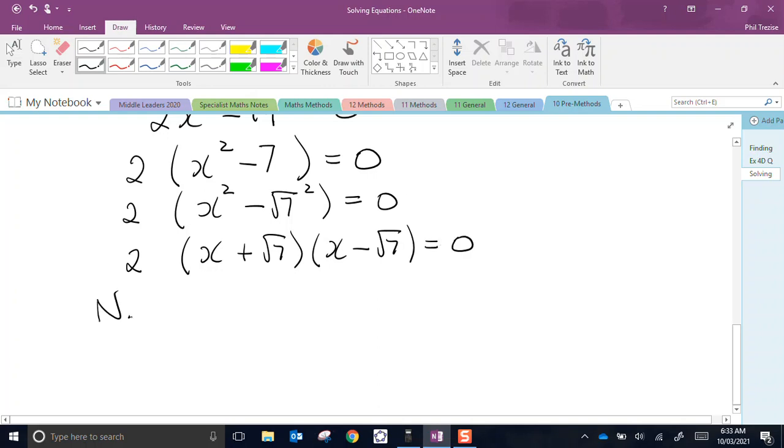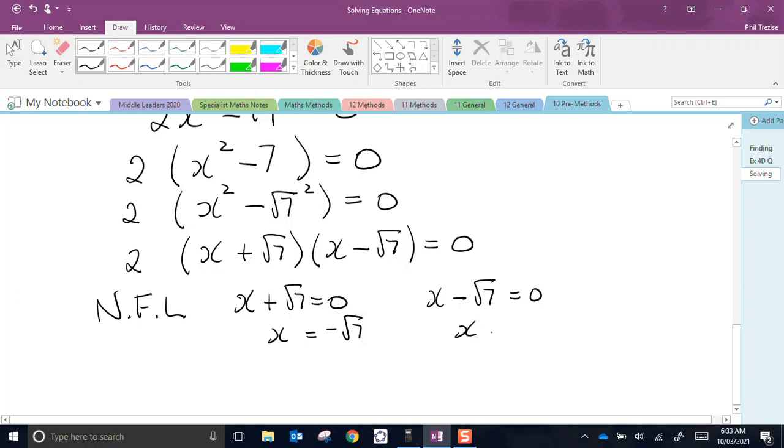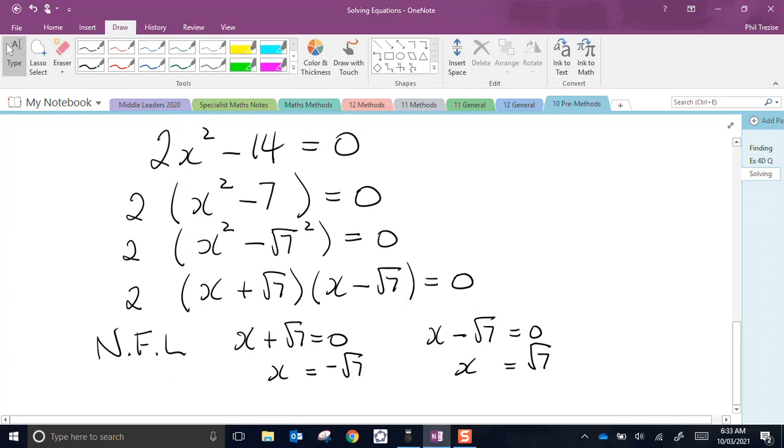And now it's a product, so I use my null factor law. X plus root 7 equals 0, so x could be negative root 7. The other alternative is that x minus root 7 equals 0, so x equals positive root 7. And that's the null factor law. Remember, step 1, factorise. It could be common factor, it could be quadratic factorisation, or it could be difference of squares, or it could be a combination of those.